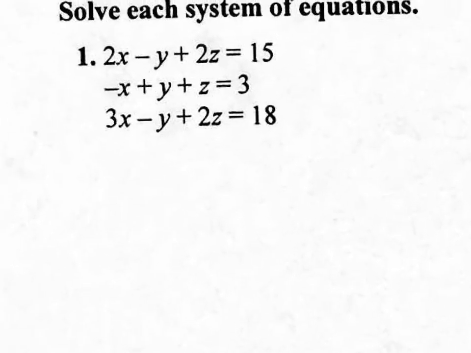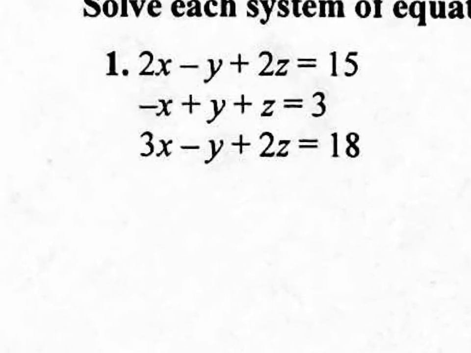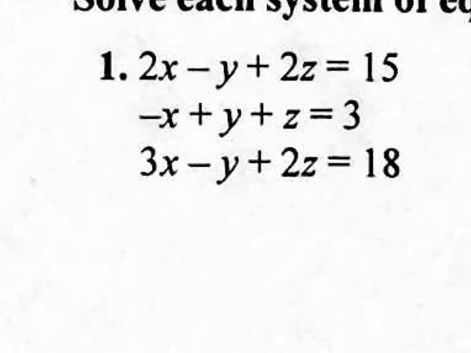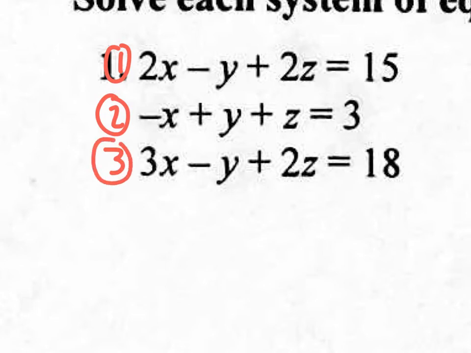So let's start with number one. First thing to do is to number them, right? To stay organized. So we're going to call this one 1, 2, 3. And we need to decide which variable we're going to cancel. So you guys tell me, what do you want to cancel? X's, Y's, or Z's? Which one looks the easiest to cancel?